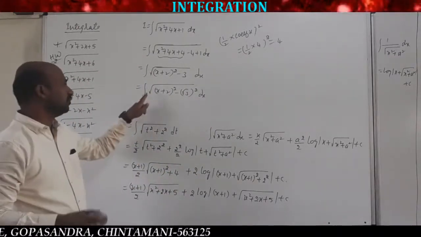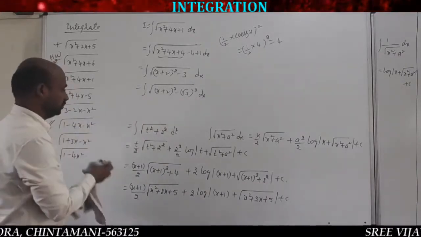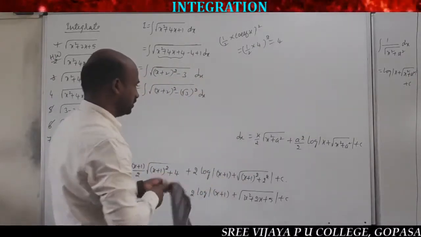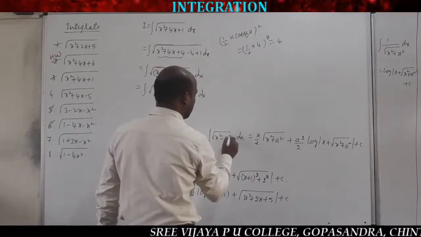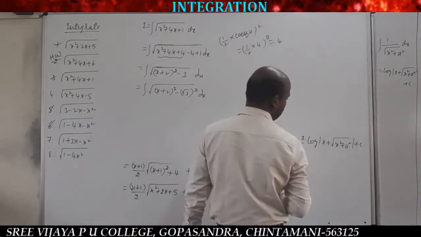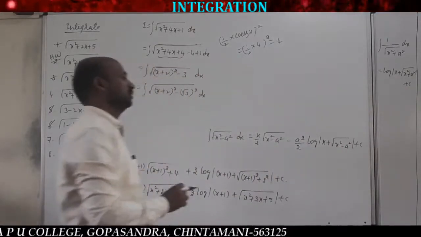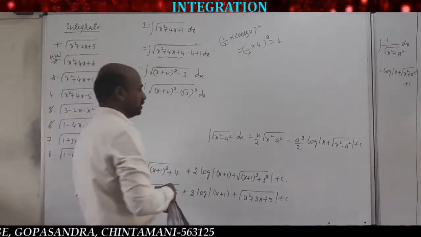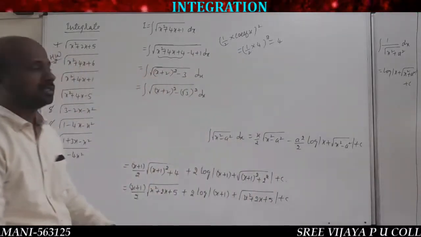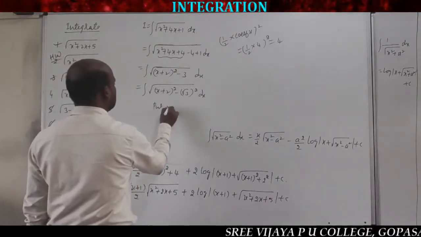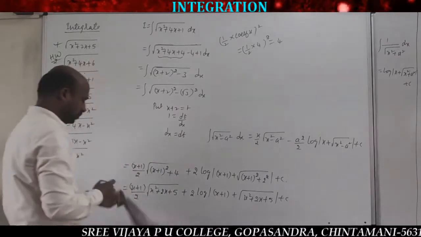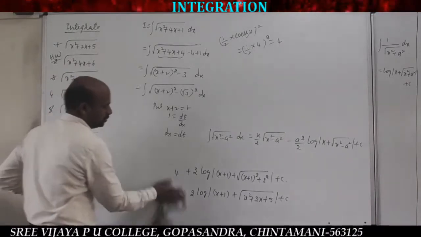So this is an integral of the form root of x squared minus a squared. The formula: the integral of root of x squared minus a squared with respect to x is x by 2 root of x squared minus a squared minus a squared by 2 log of modulus of x plus root of x squared minus a squared. Same case, put x plus 2 equals t. So 1 is equal to dt by dx, so the value of dx is equal to dt.